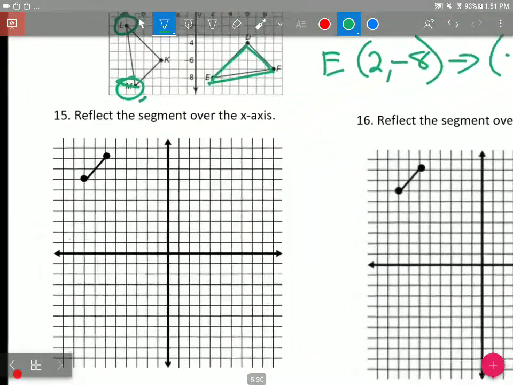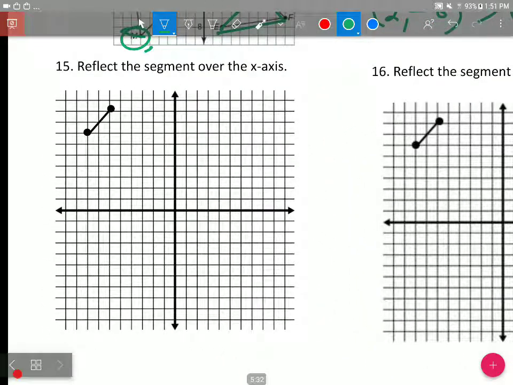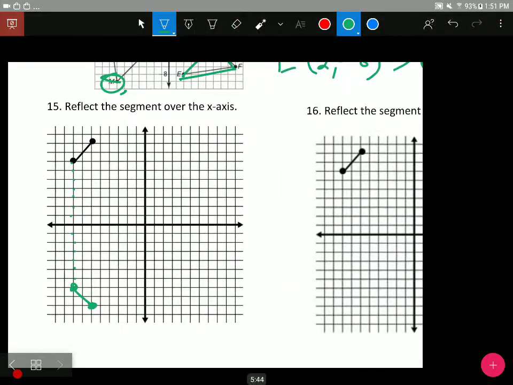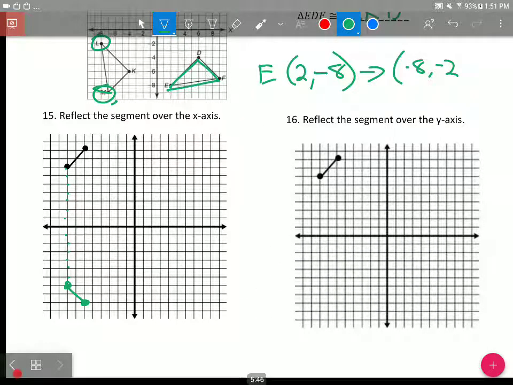All right, last two. Reflect the segment over the x-axis. 1, 2, 3, 4, 5, 6, 7. 1, 2, 3, 4, 5, 6, 7. And then I can just kind of go right there. Reflect the segment over the y-axis. 1, 2, 3, 4, 5, 6. 1, 2, 3, 4, 5, 6. And that would be over the y-axis.